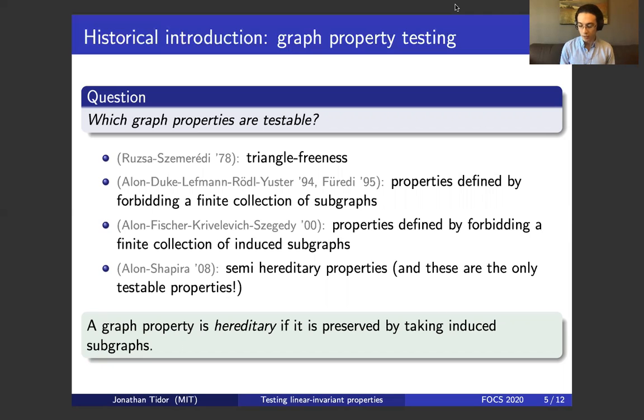So Alon and Shapira show that all hereditary properties are testable, and they also show that a slightly larger class of properties called the semi-hereditary properties are testable. And I won't define exactly what this means, but it's a slight technical modification of being hereditary. So now the last thing I want to say about graph property testing is a little bit about the techniques used to prove all of these results.